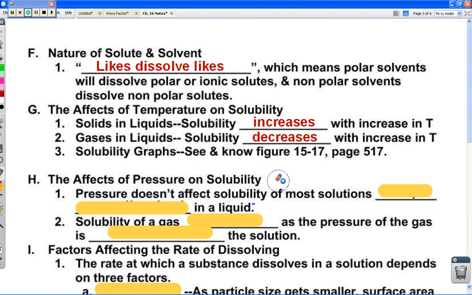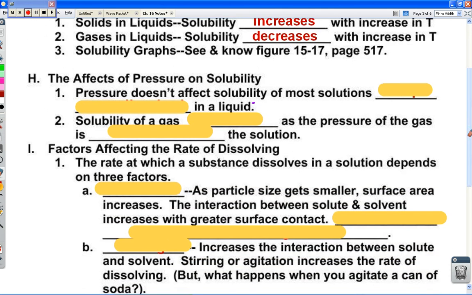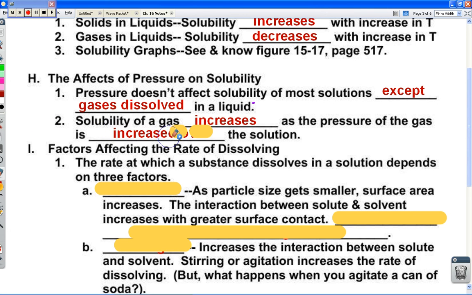So, now we have the effects of pressure on solubility. Pressure itself doesn't affect solubility in most solutions, unless it's a gas dissolved in a liquid. And you can think of it like this. If you increase the pressure, then you're kind of jamming the gas inside into the solution. If you lower the pressure, then you're kind of pulling it out, because the gas is going to want to equalize the pressure inside the solution and outside the solution. So the solubility of a gas increases as the pressure of a gas is increased over the solution.